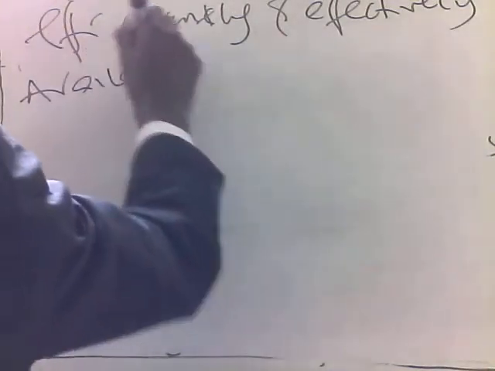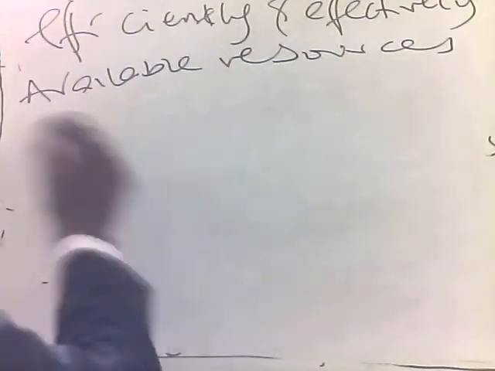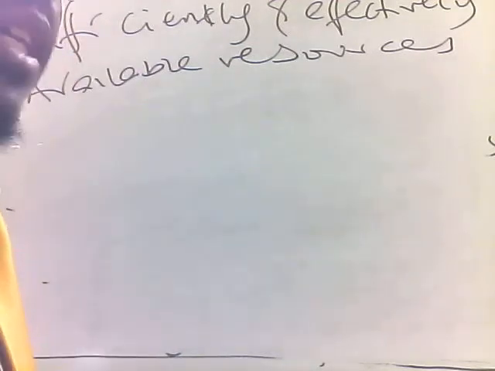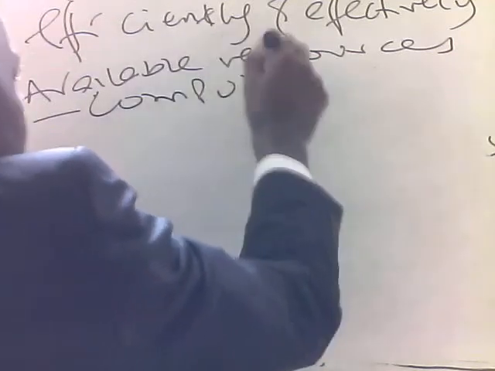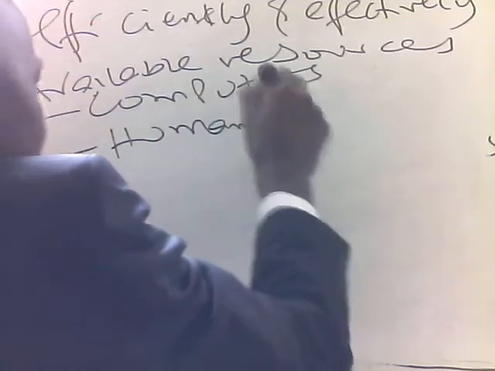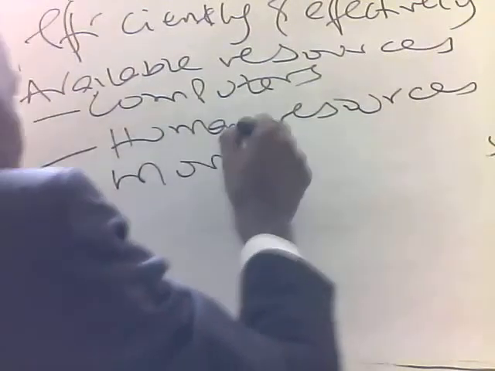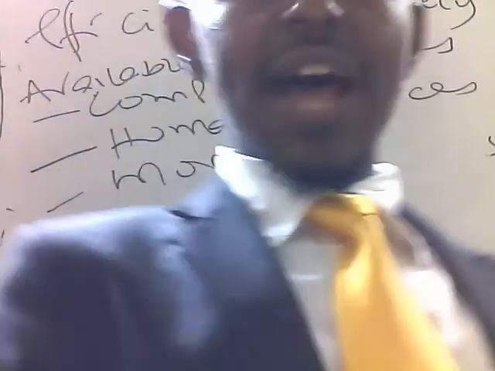Now, lastly is what we call available resources. Available resources are the things that you will use in order to achieve your objective. Here we may be talking about computers. We may be talking about human resource. You may be talking about the money available. What are the available resources?